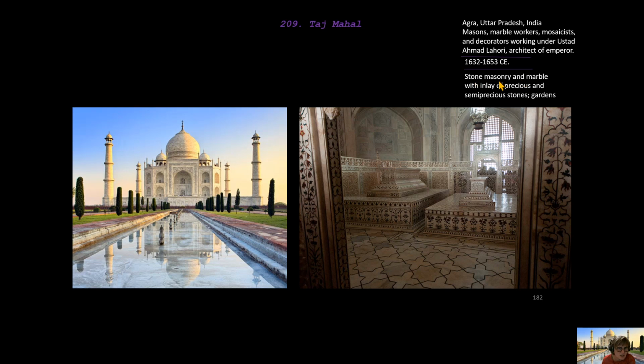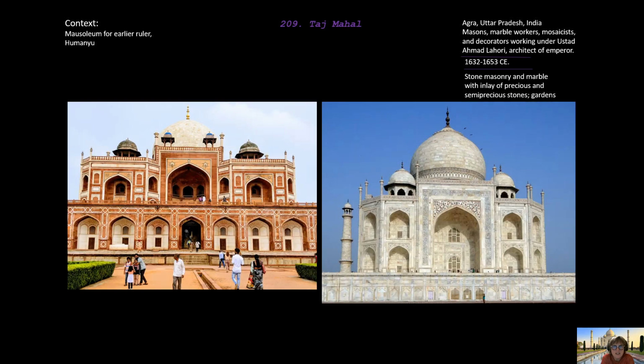And it is stone masonry and marble with inlay of precious and semi-precious stones, and we're responsible for the gardens as well. These two images show us the exterior, and then this is the interior where we have two people buried, and let's learn about that. The context first. The Taj Mahal is not something new to architectural history of India. There have been other mausoleums, like you can see here, and the Taj Mahal mimics that one.